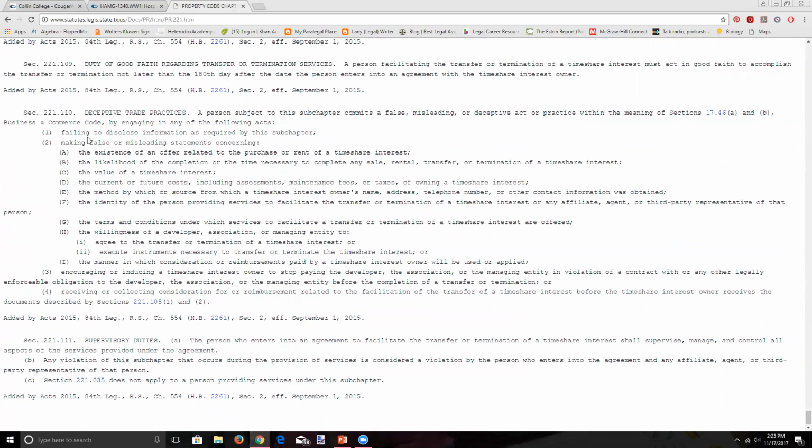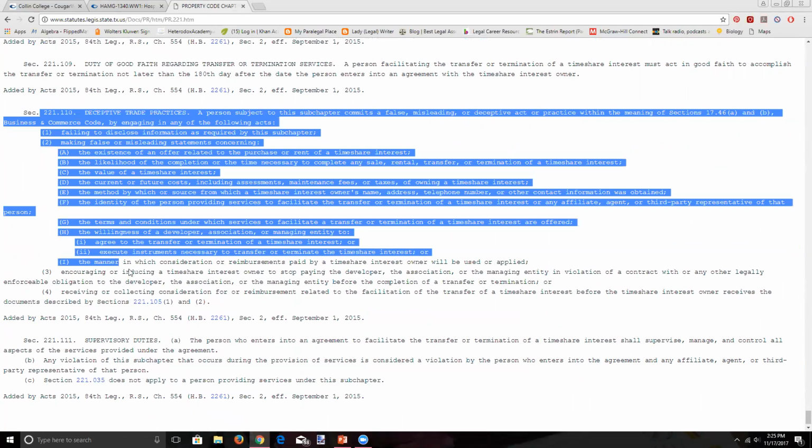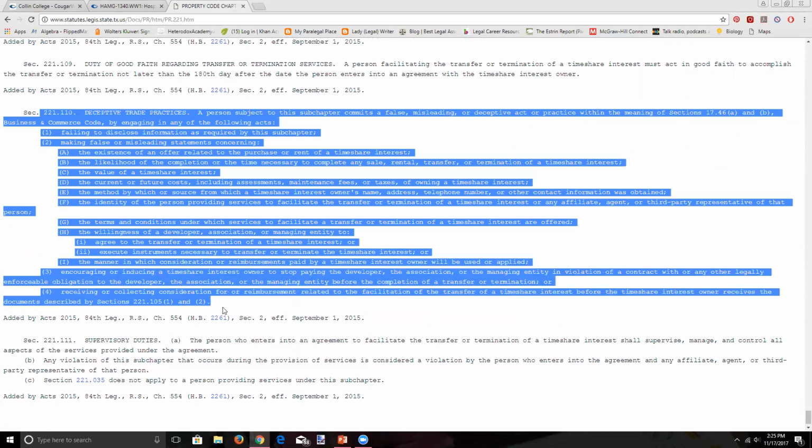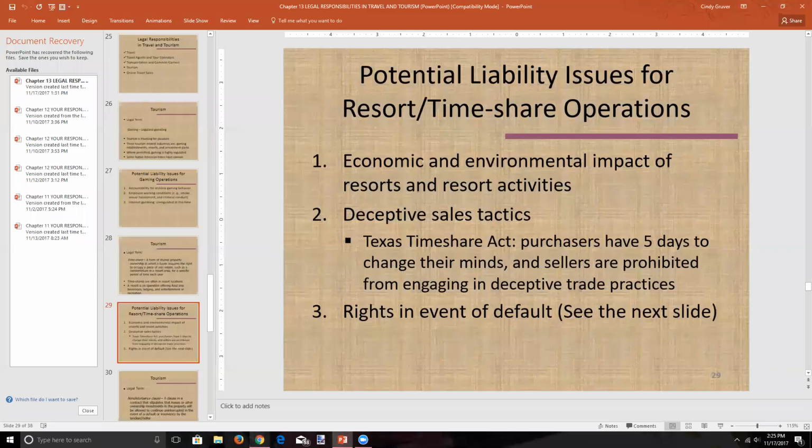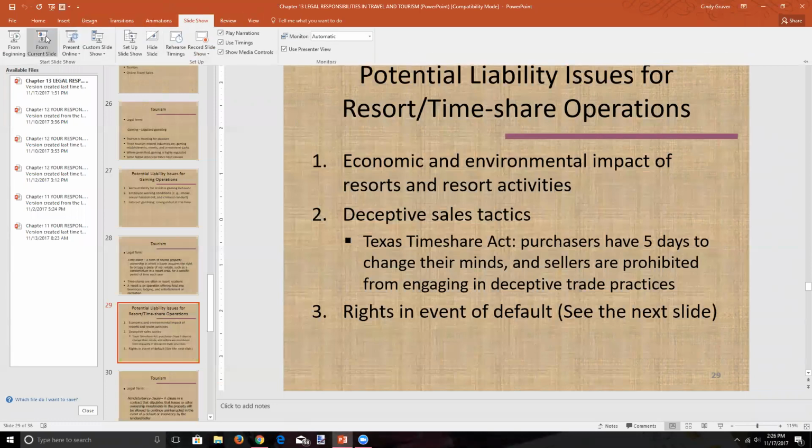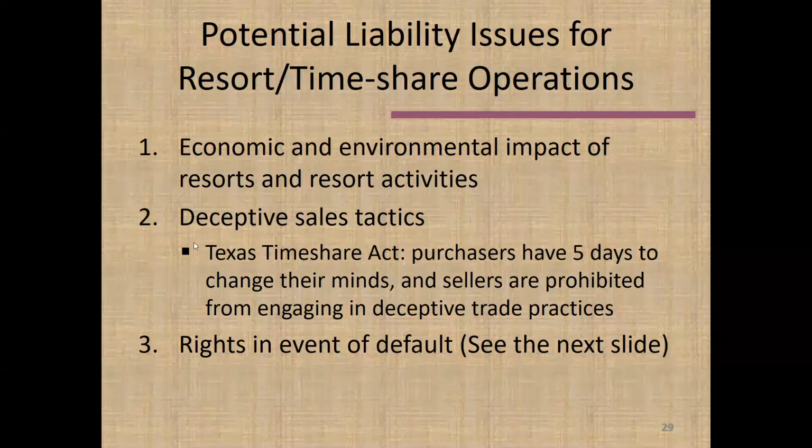Here's the deceptive trade practices part of it. It puts duties upon the marketers of the business to fulfill the terms that they have said that they would fulfill within the contract. Okay, so you do need to know there is a Texas Timeshare Act, and you do need to know these two provisions. So what are the rights, I guess related to this is going to be considering what the rights can be for the owners of the timeshare if there's a default by the developer.